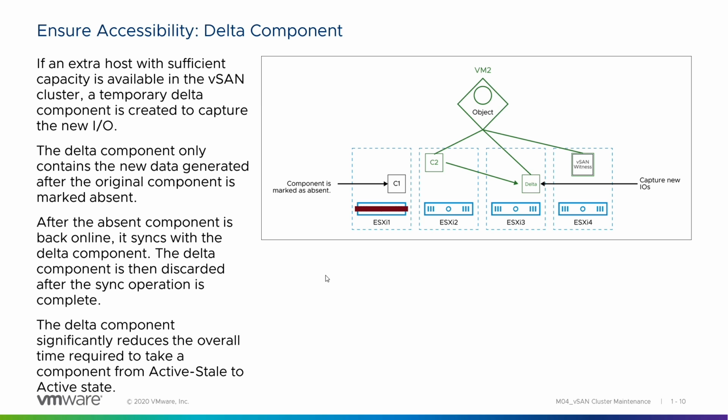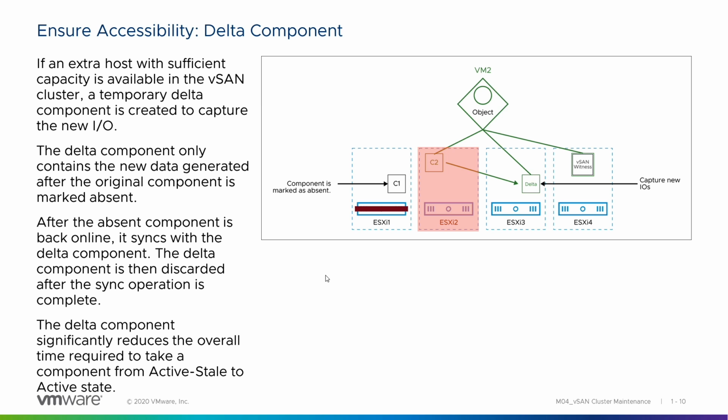So let's compare, let's say, 6.7 to 7.0 update 1. Let's say in this case, I have a VM, and in 6.7, I decide to put ESXi01 in maintenance mode. If I went with ensure accessibility, what I was doing is I was taking a chance. Think about it. One submirror is absent. Now that VM is running.